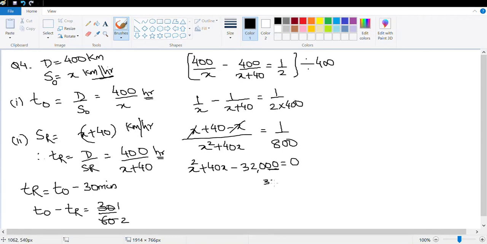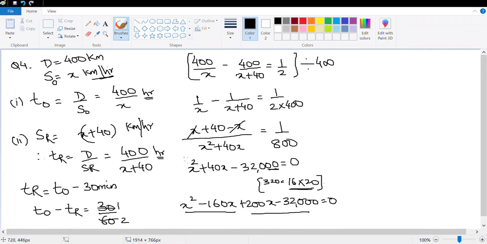So 320 I can write as 16 into 20. Perfect, and the difference is 4, so this works for me. Perfect. So x square, now I'll add 2 zeros here, 1 on this side, 1 on this side. So it will be x square minus 160x plus 200x minus 32,000 is equal to 0. They wanted an equation. This is the equation.